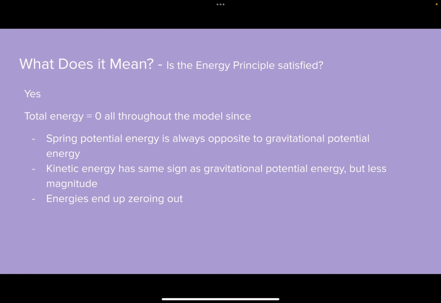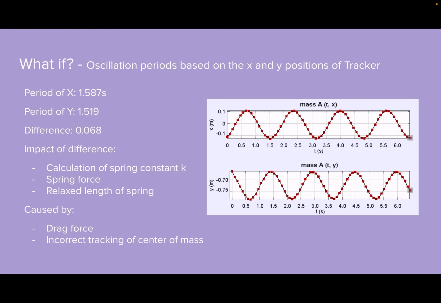Now, what does it mean? Is the energy principle satisfied? Well, since the total energy was 0 all throughout the model, the energy principle was in fact satisfied. The spring potential energy is always opposite to the gravitational potential energy, and the kinetic energy has the same sign as gravitational potential energy, but has less magnitude, resulting in a net 0 energy.